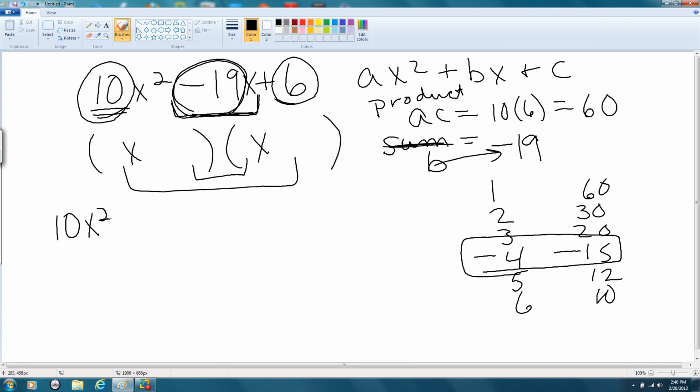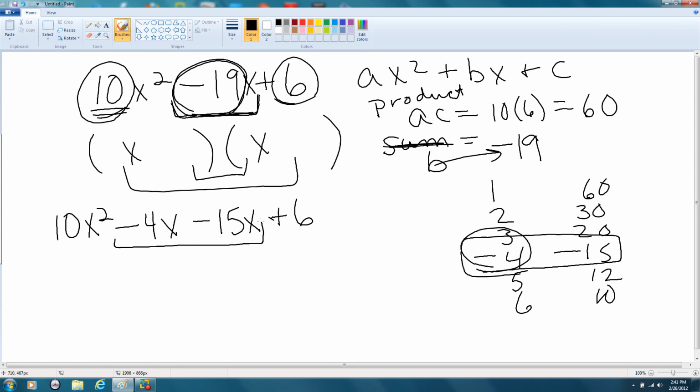I'm going to go 10x squared. And then what I'm going to do is take this number here. And so I'm going to go minus 4x. And then I'm going to go minus 15x. Plus 6. So all I've done is pick these middle terms here so that I get negative 19x, but I'm picking them so that they're going to factor well.